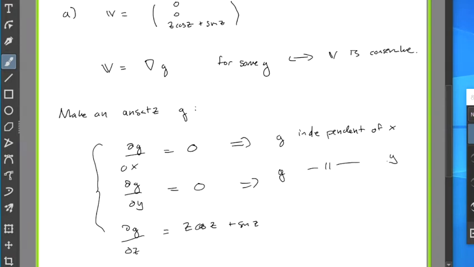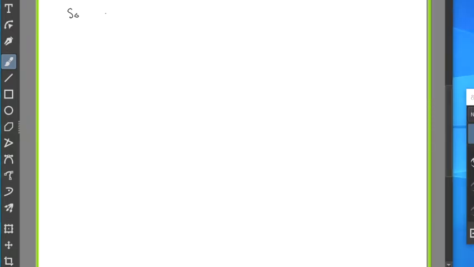So G is really a function which only depends on Z. And that we can then use in the final equation. So let's do this really formally correct. G of X, Y, Z is equal to h of Z for some h. And this h is the primitive function of the derivative of G with respect to Z. So that's Z cosine Z plus sine Z.